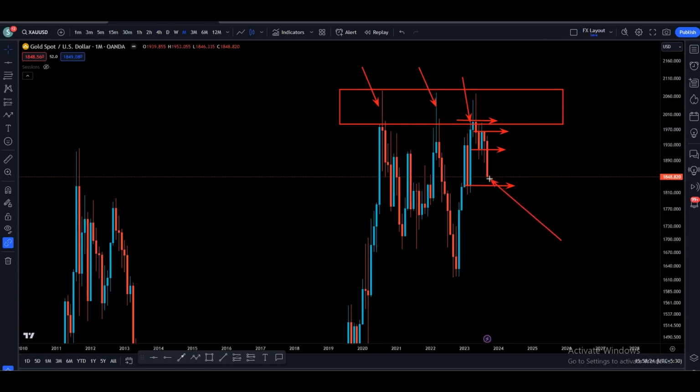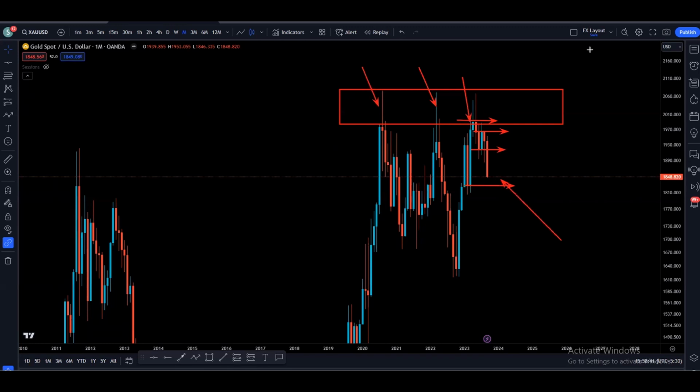Also, the problem with the last monthly candle is we do not have the bottom wick on that monthly candle. So when we don't have a bottom wick on the bearish candle, then there is a pretty low probability for the next candle to go down. So anyways, we'll see what happens.